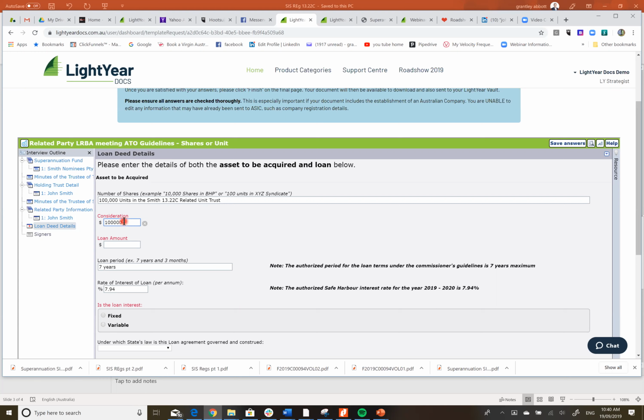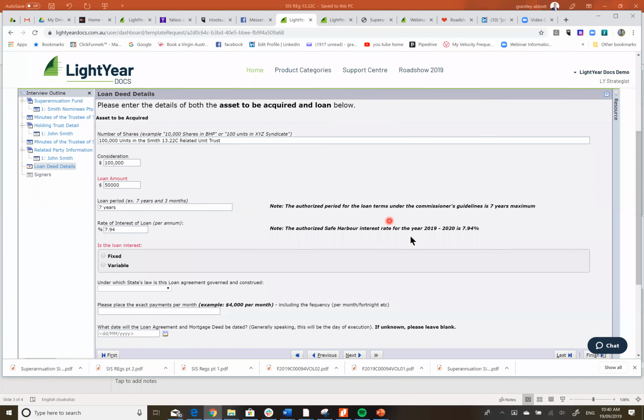Now, consideration may include, for example, the loan amount, because we can go 50%. We've got 100,000, so it's going to be 50% contribution, 50% loan amount. Is everyone with me on that one? 7 years, 7.9% is the commissioner's guidelines. The commissioner's guidelines don't necessarily apply to private unit trusts like this, but at least if you go down this track, it should be. Is the loan variable? Pick New South Wales.